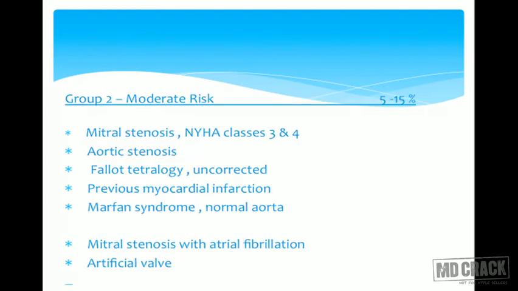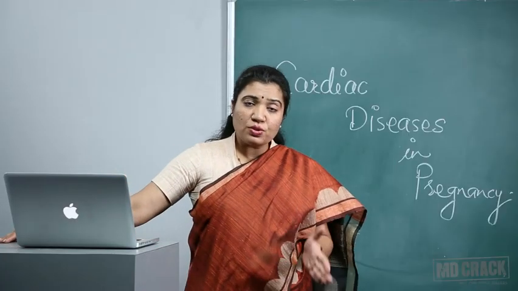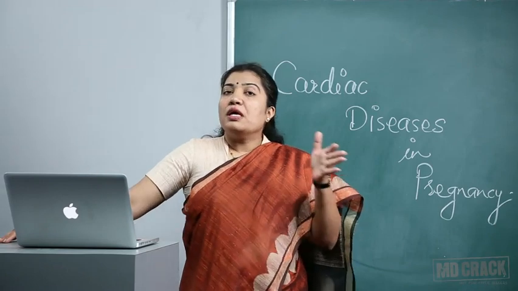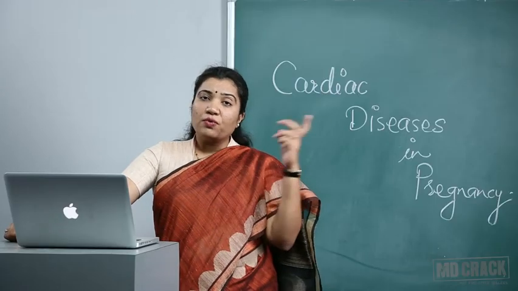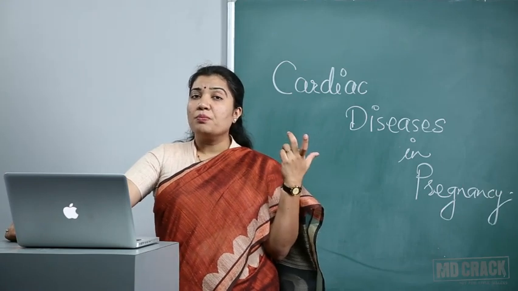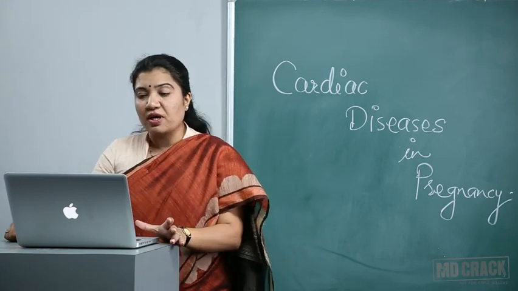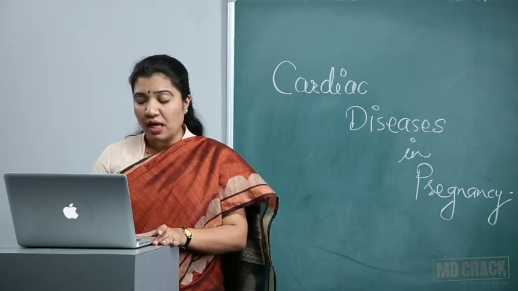Group 2, moderate risk, mortality is 5 to 15%. The disorders are mitral stenosis, NYHA classes 3 and 4, aortic stenosis. So just get a clue that stenosed lesions fall in moderate. In minimal risk, we had congenital heart diseases. Fallot's tetralogy, if uncorrected, falls in group 2. Previous myocardial infarction, Marfan syndrome with normal aorta, mitral stenosis with atrial fibrillation, and artificial valve. So any surgery done, and in class 1 it was bioprosthetic valve. Over here it is artificial valve. So the risk of mortality is higher in this class.